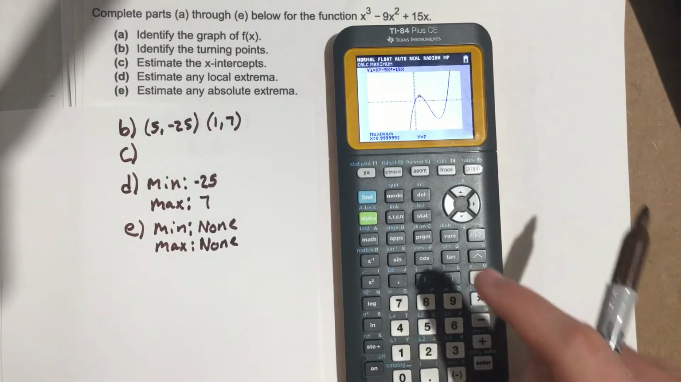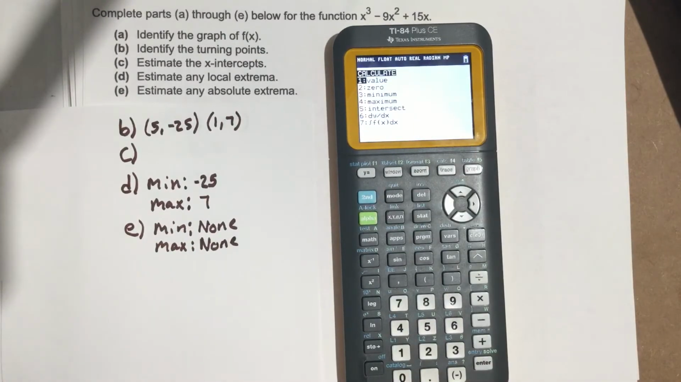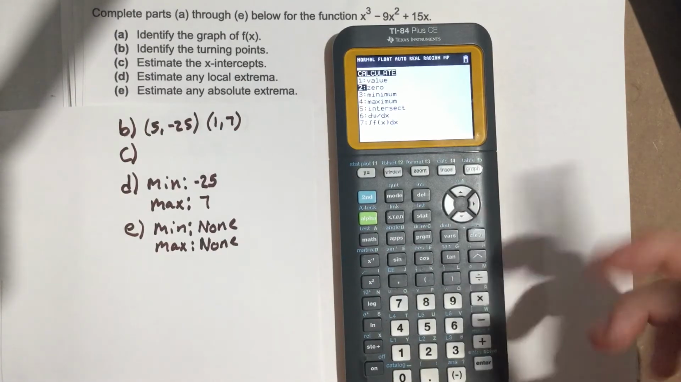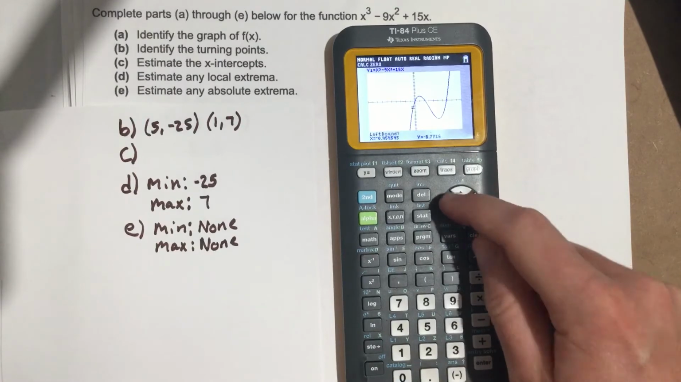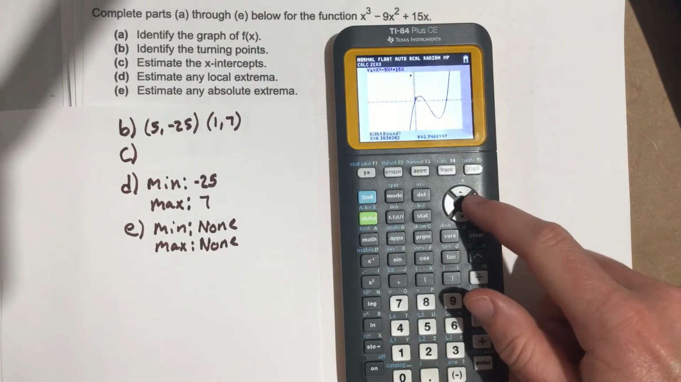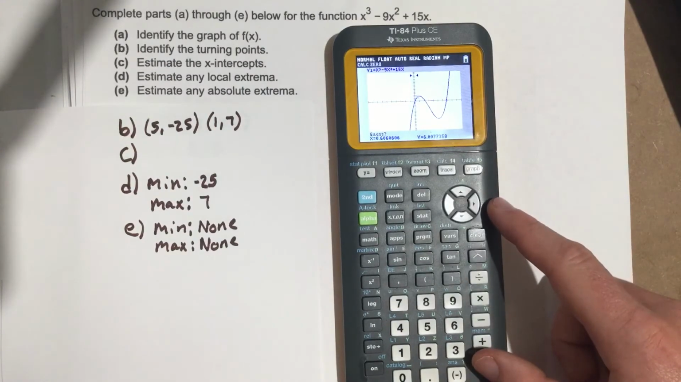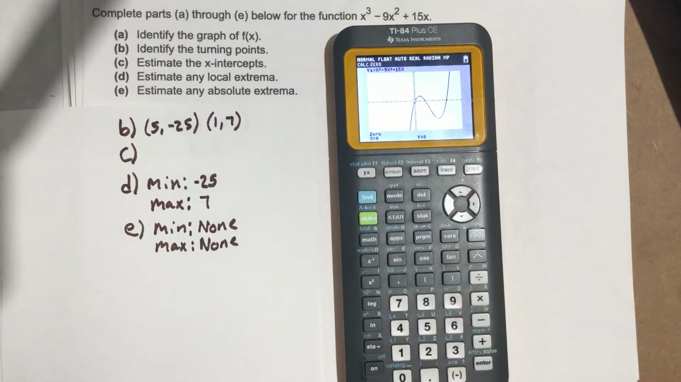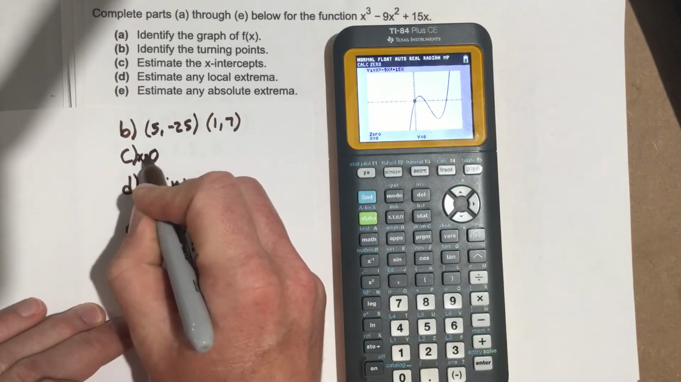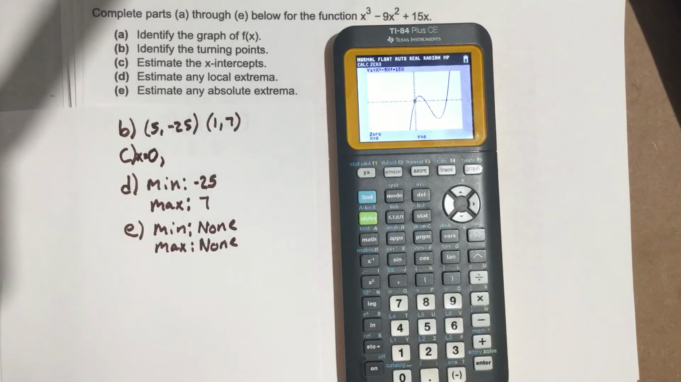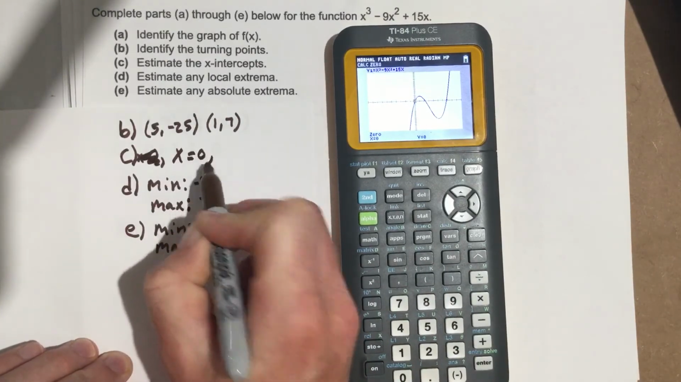Last part is estimate the x-intercepts. So we'll go in here, and remember, we know the x-intercepts are zeros of the functions. We're going to click on 0, and then we can start to estimate those zeros. So I think there's one right in between these two lines. Guess it. Tells me that that is 0. So 0 is one of my x-intercepts, so that's x equals 0. Written terribly, I'm going to write that again, x equals 0.